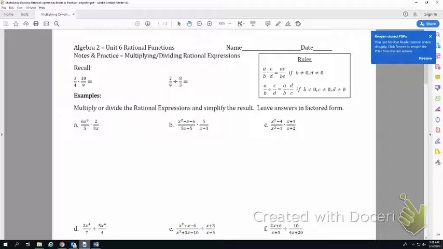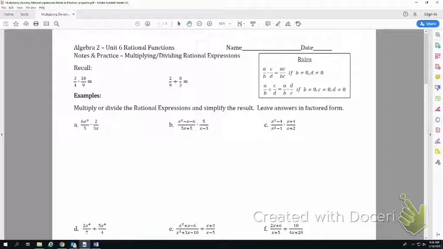Okay, so looking at this, last time we talked about simplifying radicals. Today we're going to look at multiplying and dividing. You're going to find that it is very, very similar to what we talked about last class. So first we'll look at these two fractions. Same kind of idea as last class.